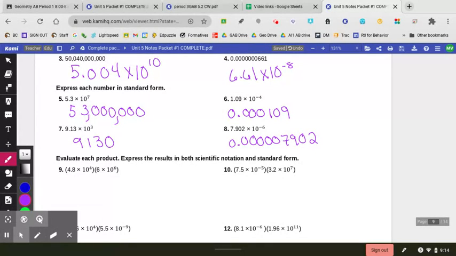So number 7 is 9,130, and number 8 is 0.00007902.